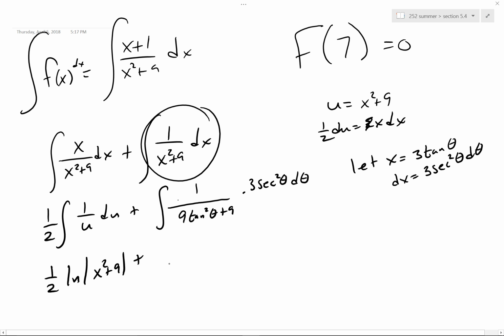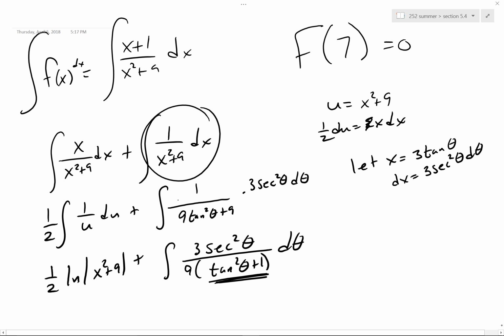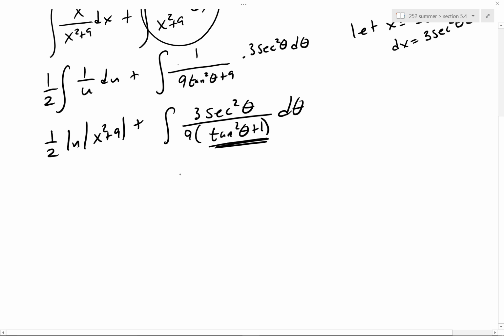And on the bottom down here, you put this on top if that makes you happier. Makes me happier. You can factor a 9 out and you'll get tangent squared theta plus 1. This right here is secant squared. Yeah, that's just what it is. So you'll end up with 1/3, and then this is just secant squared theta, so they'll cancel out. You're left with just this.